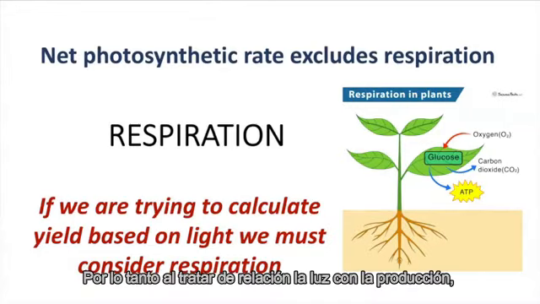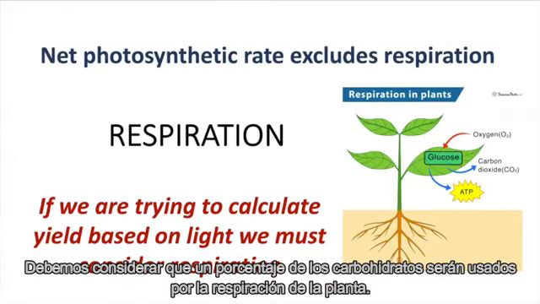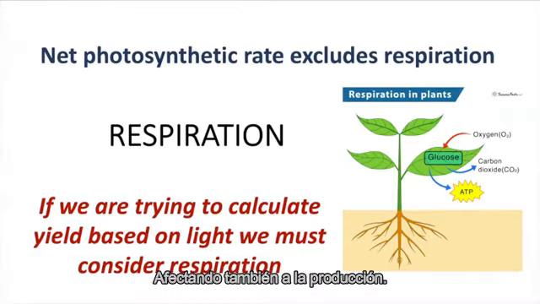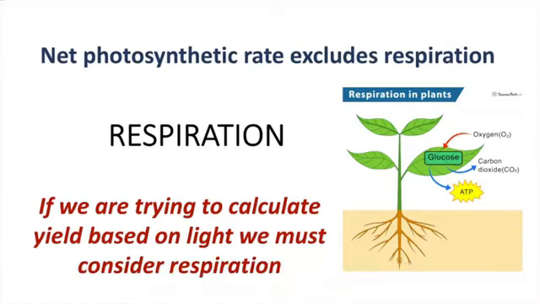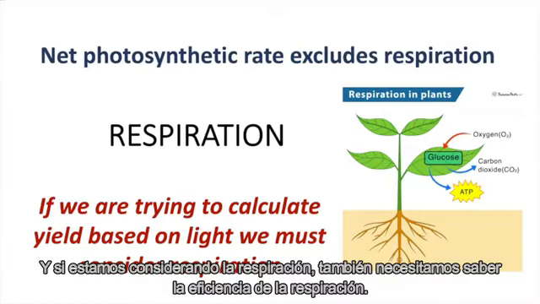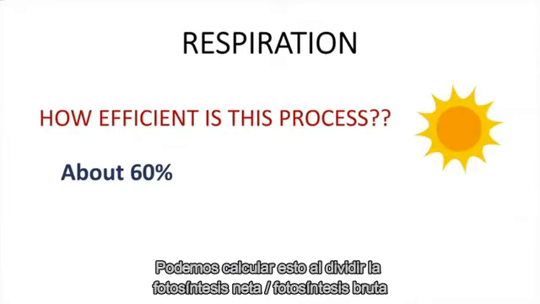Therefore, when trying to link light to yield, we need to consider that some percentage of carbohydrates will be used for the plant's respiration, impacting, of course, also the yield. So now we understand why we need to consider respiration when trying to link light to yield. So if we were considering respiration, we need also to know the efficiency of respiration. So in experiments, we have learned that efficiency of respiration is about 60%. We can calculate this by dividing net photosynthesis by gross photosynthesis.